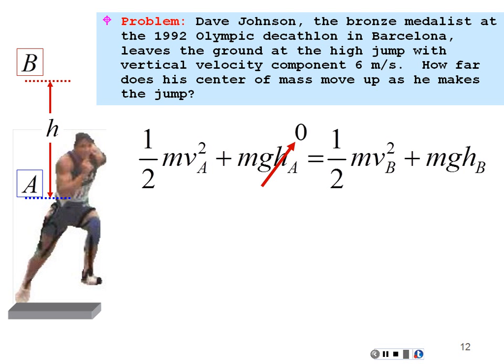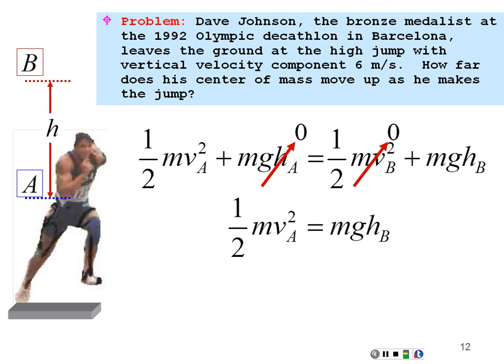Well, he's going to jump off the ground with some velocity. He's going to go as high as he can go and go no further. So he's going to momentarily stop at point B. So his velocity at B will be 0, and hence his kinetic energy at B will be 0. That term's gone, and all of a sudden our equation's gotten easier. We're left with 1/2 mass velocity at A squared equals mg height at B.